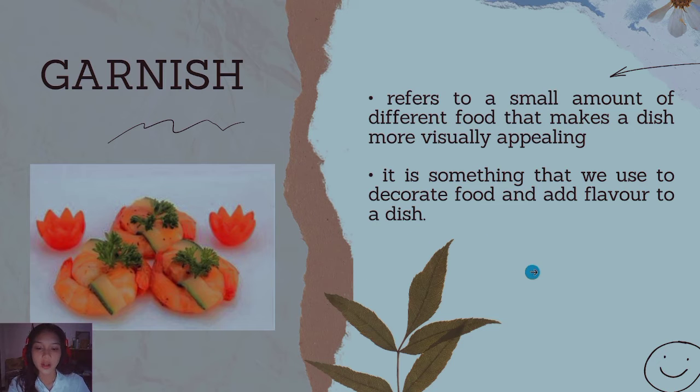So what is a garnish? A garnish refers to a small amount of different food that makes a dish more visually appealing, and it is something that we use to decorate food and add flavor to a dish. Garnishes also differ according to the culture of different cuisines. The type of garnish can also vary according to different dishes.